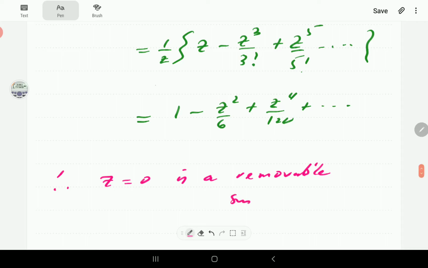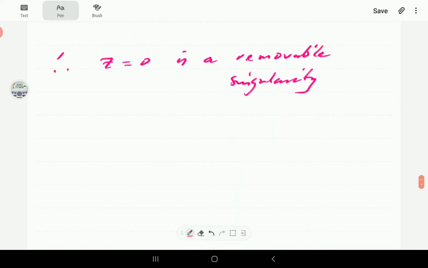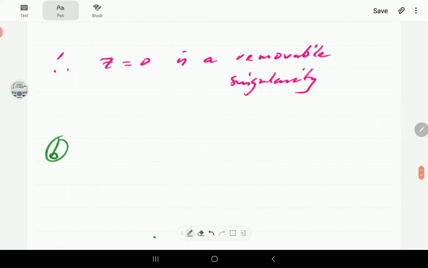We are going to be familiar with the fact that the limit as z goes to 0 of this is 1, even though it is not defined. So that is the reason why z equals 0 is a removable singularity.